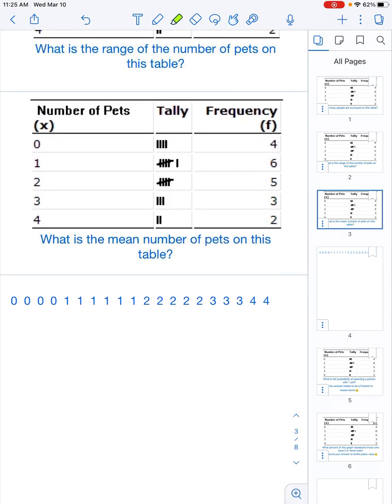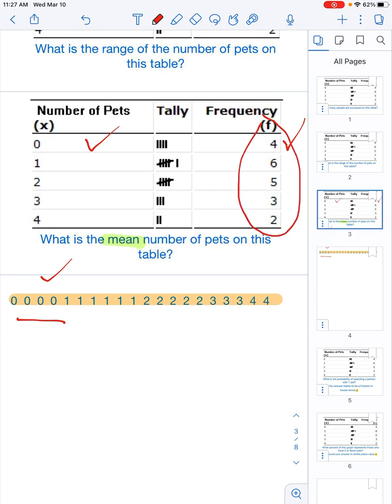Second question, the mean. Now, we know the mean is the average. And to calculate an average, you have to add up all of your data. So here you go. I listed all of your data for you from left to right. Sometimes students will make a mistake here because they'll leave out the zeros. You cannot leave out the zeros. Remember, four people said they have zero pets. So every person in my survey needs to be represented.